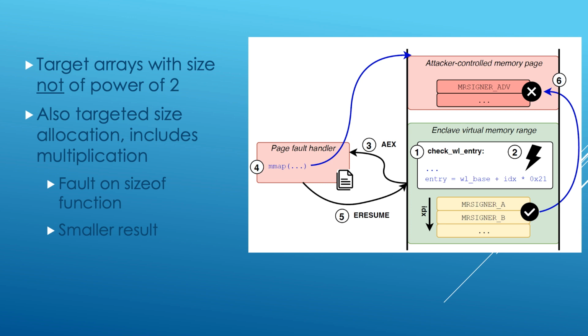And then other, more simple things too, like the sizeof function also uses multiplication, so they can attack that. When you capture the sizeof, instead of getting the correct size, it will actually come out smaller because of the faulty multiplication.